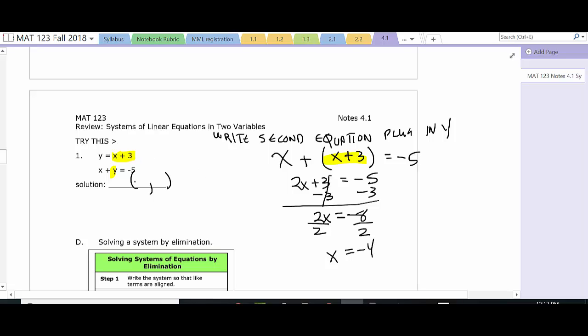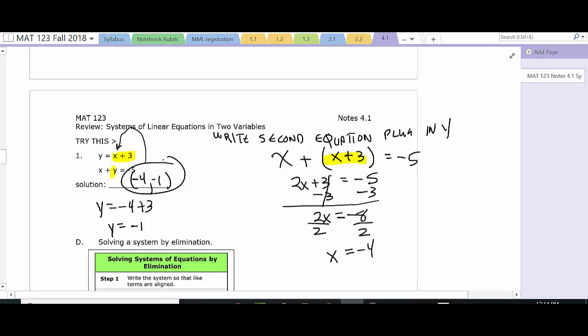You said 4, that's all you did. And that, of course, affects the other part of the answer then. Now, what do you do to find y? Well, the easiest way to find y is just take that and plug it into that top equation. So you'd have y equals negative 4 plus 3. Therefore, y is negative 1. So that's your answer. Okay?